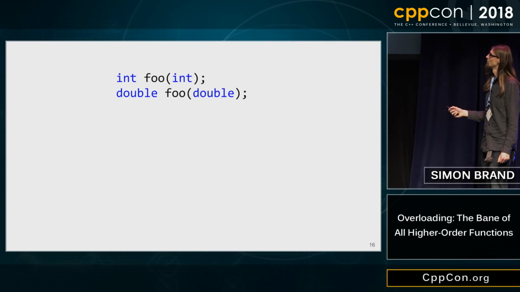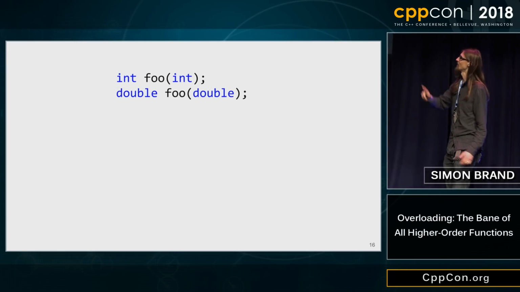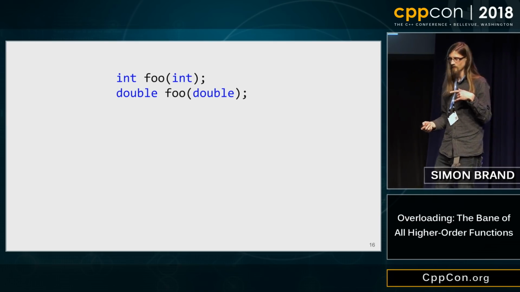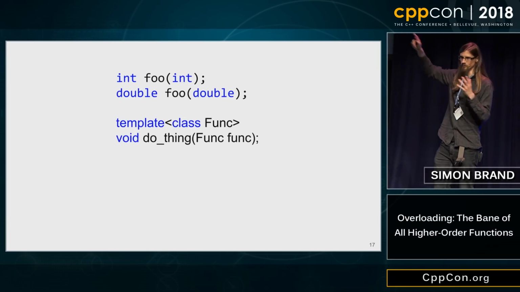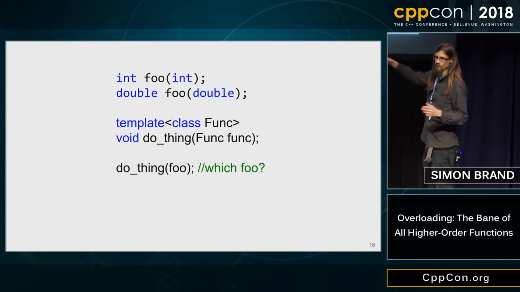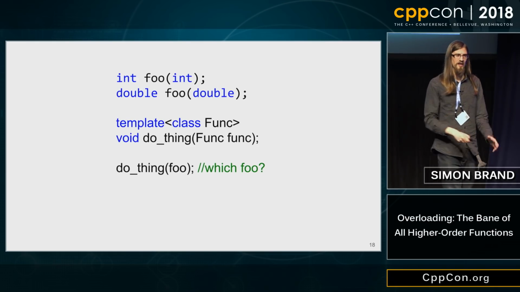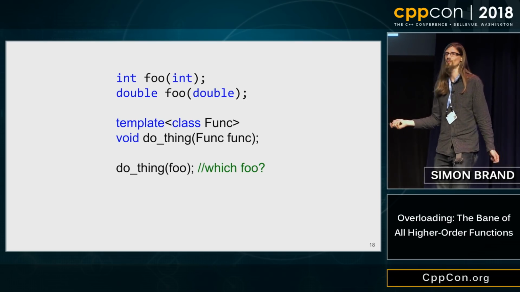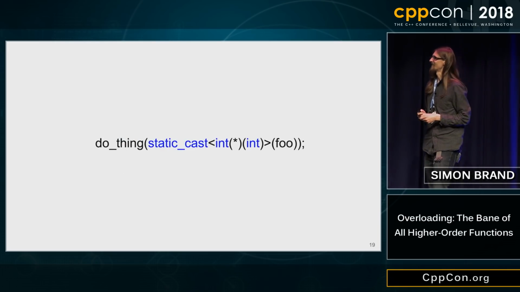The function template's not going to work, and it's kind of like if we have an overload set of something which takes an int or a double and returns an int or a double. In this case, we have the same problem where if we have something which just takes a function and we pass it through, which one do we mean? Do we mean int? Do we mean double? We can't pass an overload set into this function. We don't have that concept in C++. We can static cast it.